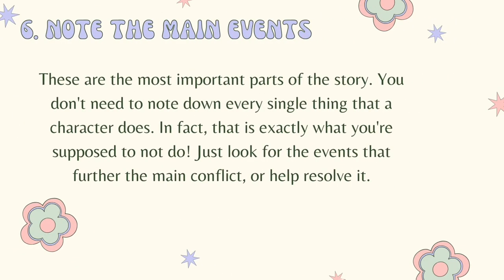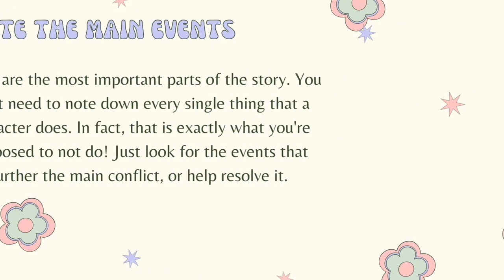The sixth step is note the main events. These are the most important parts of the story. You don't need to note down every single thing that a character does. In fact, that is exactly what you are not supposed to note. Just look for the events that further that main conflict or help resolve it.